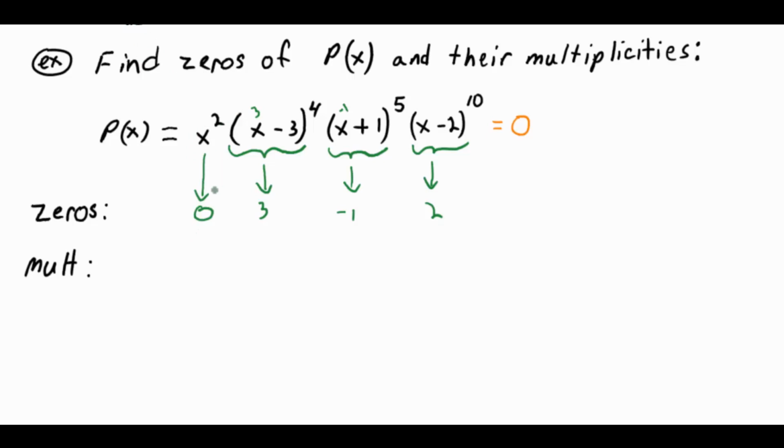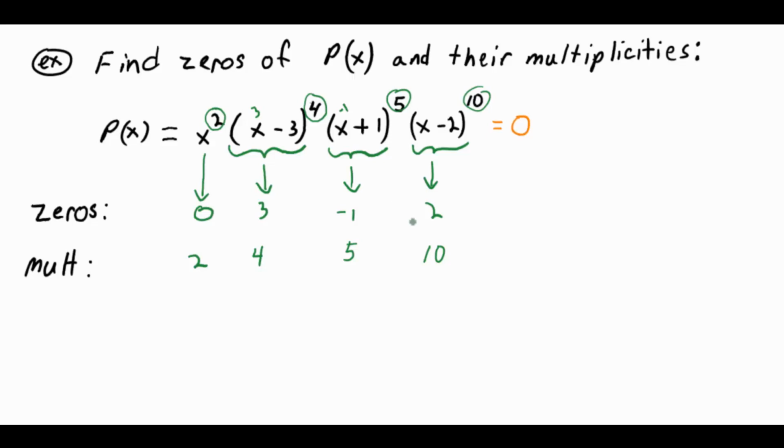What's the exponent associated with the factor that gave you this 0, which is x squared? What's the exponent? 2. That's the multiplicity of that 0. So now you got it. So what's the multiplicity of 3? It came from this factor, (x - 3)^4, so the exponent's 4. So 3 is a 0 of multiplicity 4. What about negative 1? Multiplicity is 5, corresponding with that exponent. And 2, 10. You got it.